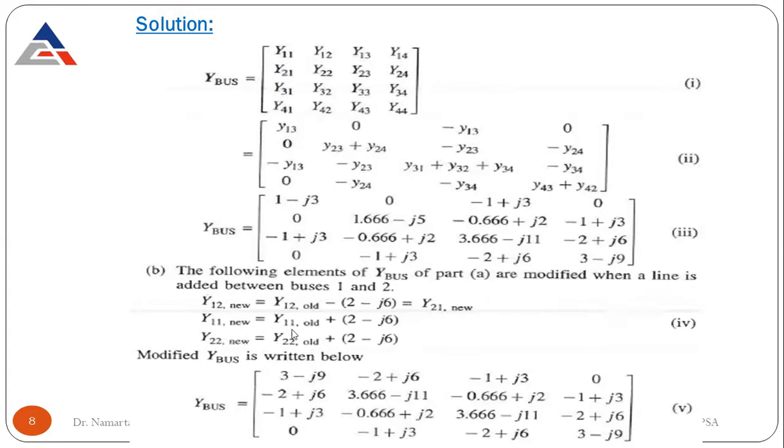Y11 new is Y11 old, which is 1 minus j3, plus 2 minus j6. Similarly, Y22 new is equal to Y22 old plus 2 minus j6. This is your final YBUS matrix if the dotted line is added in the network.